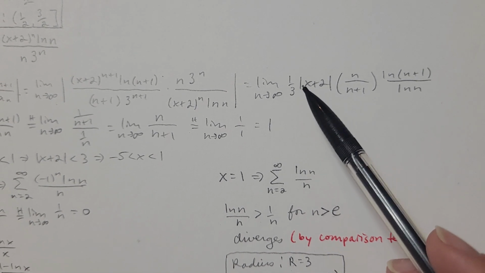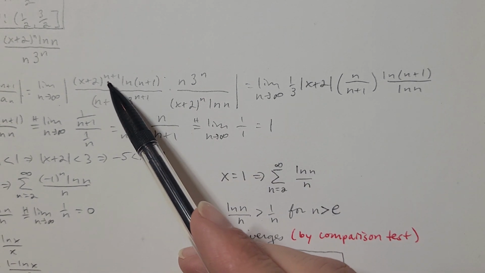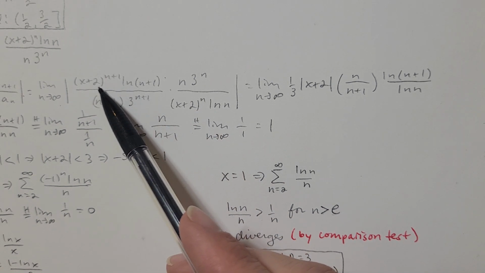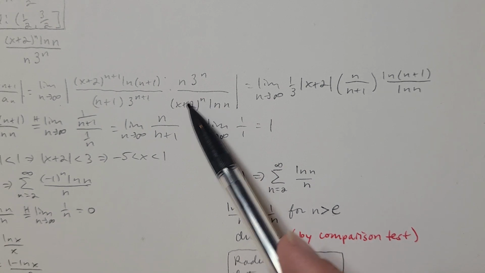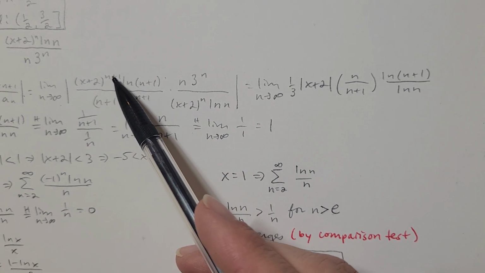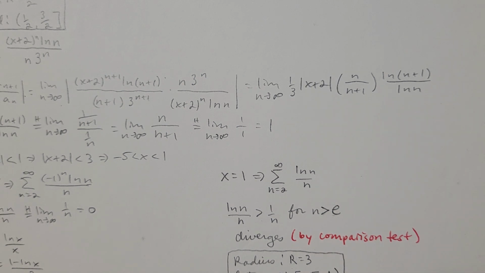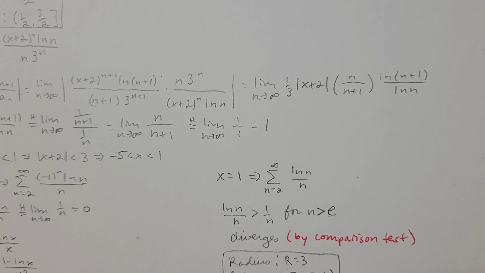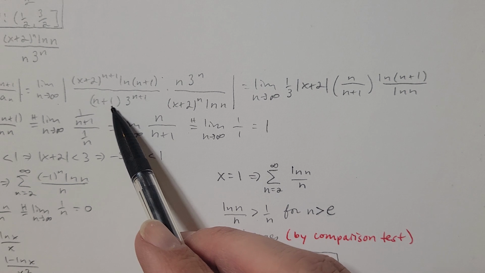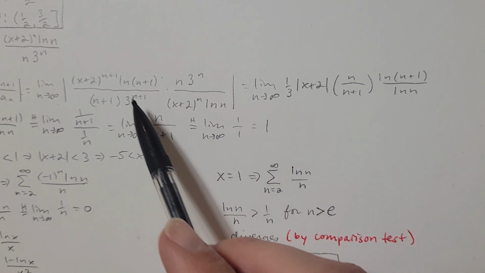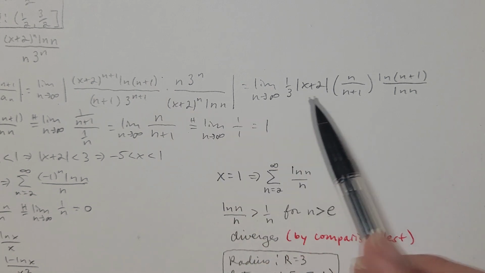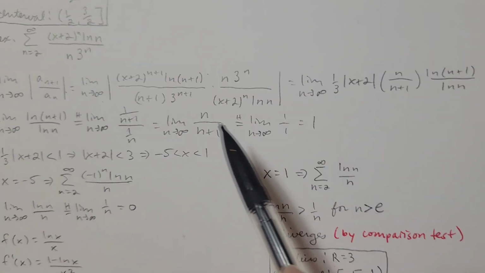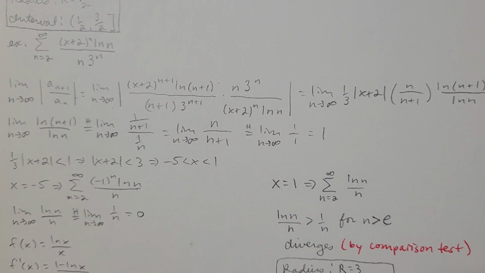Okay? And then here's x plus 2 to the n plus 1 and x plus 2 to the n. Okay? X plus 2 to the n plus 1, that's the same as x plus 2 to the n, which I can cancel with the one down there, and then times x plus 2. I need to keep the absolute value bars around the x plus 2 because I don't know anything about x here. And then times n divided by n plus 1 times the ln of n plus 1 divided by the ln of n. Okay, so that's what I got so far. And I can lose the absolute value bars around these n terms because n is a positive number anyway.